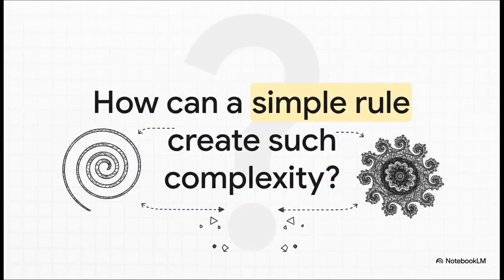So how in the world does a simple little rule generate all of that? An image with a boundary that is infinitely complex. That's the huge question we're going to tackle. And to do that, we first have to understand the canvas it's all painted on.